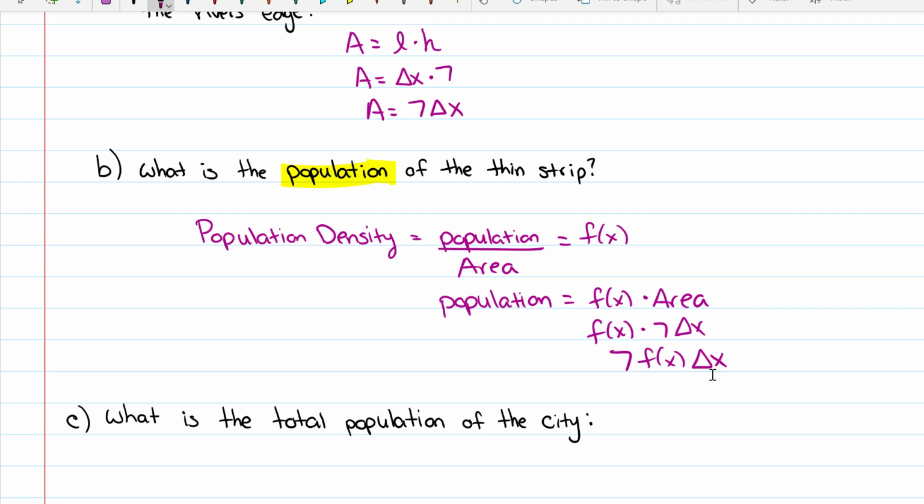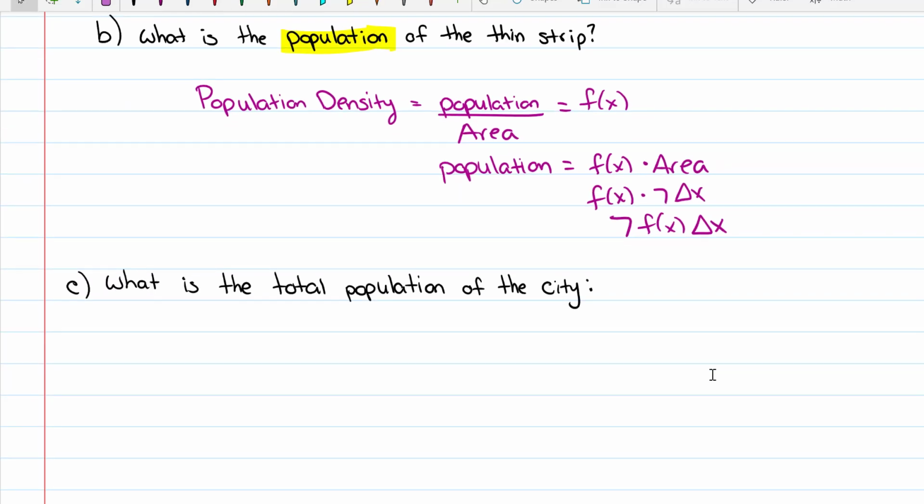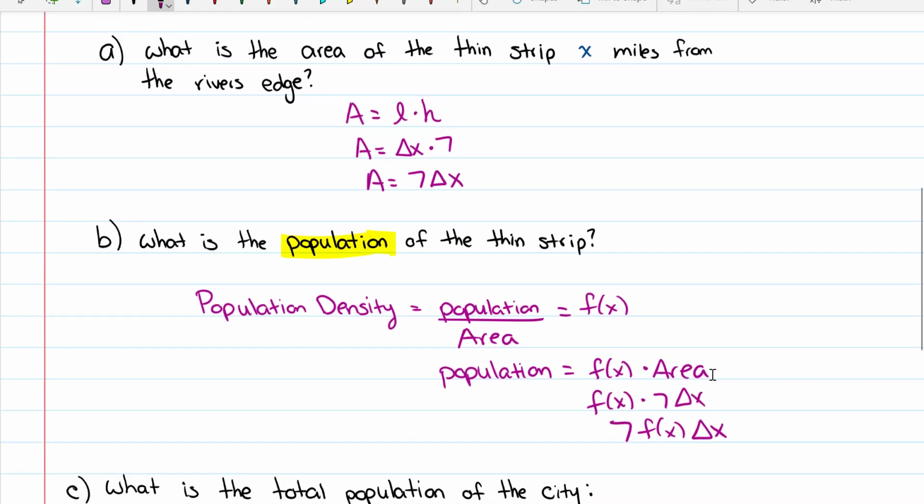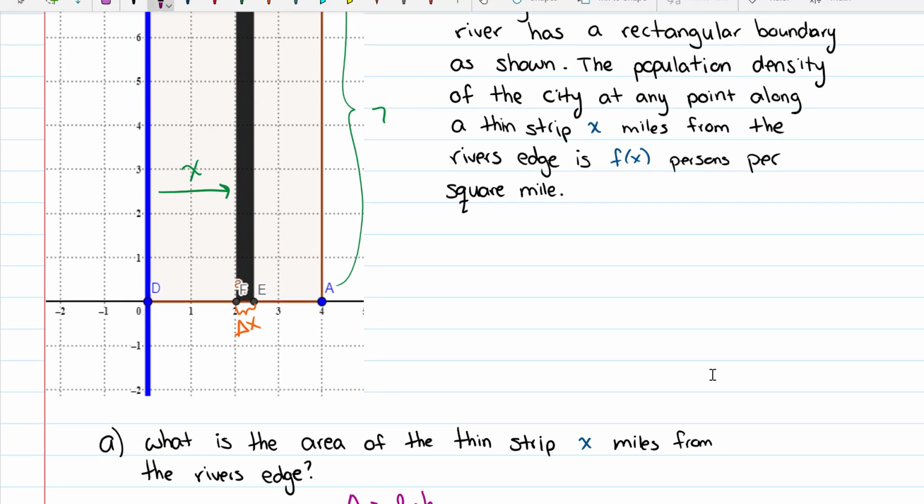So what is the total population of the city? Well, like I said, we're going to integrate. So we get total population is equal to the integral from 0 to 4 of 7 f of x dx. And the reason it's from 0 to 4 is because we're integrating over our x values. We're integrating from here all the way across.